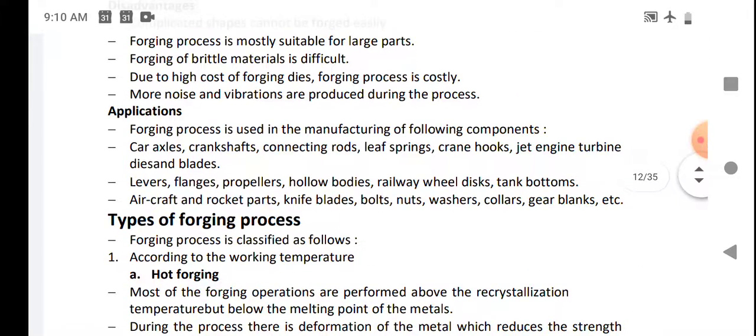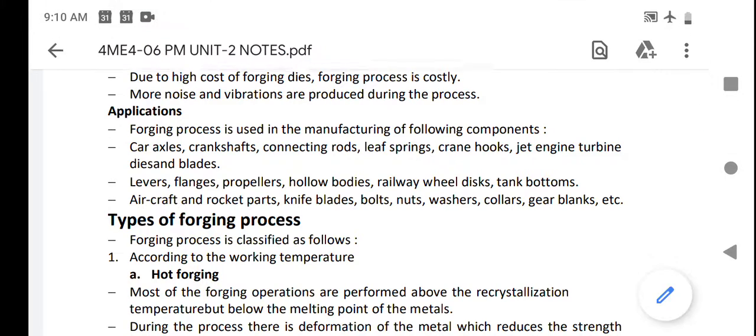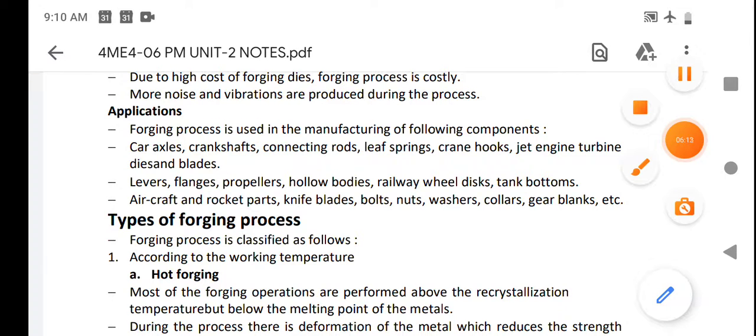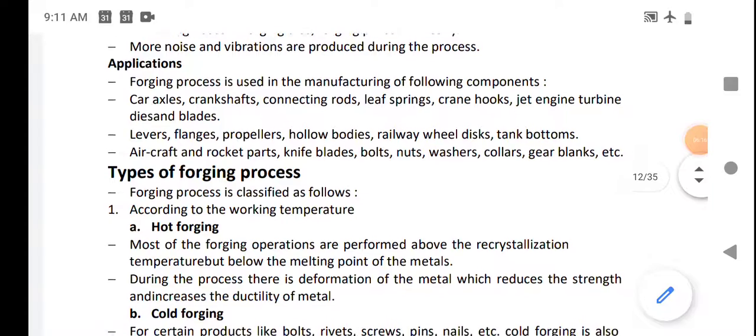When we talk about its application, this process is used to manufacture different types of parts like car axle, crankshaft, connecting rod, leaf spring, crank hook, jet engine turbine disc and blade, lever, flanges, propeller, hollow bodies, railway wheel disc, tank bottom, aircraft and rocket parts, knife blade, bolt, nut, washer, collar, gear blank, etc. These are some applications of this process.